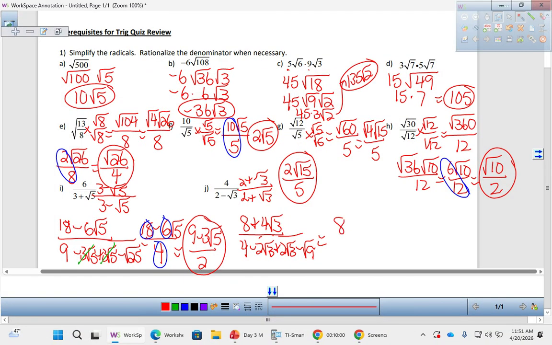So I have 8 plus 4 root 3, and then on the bottom, these middle terms cancel out, and I have 4 minus the square root of 9, which is 3. So 4 minus 3, which is 1. And anything divided by 1 just stays the same. So I don't need to write the divided by 1 part. Okay? So multiplying by the conjugate. That's section 1 of the test review.